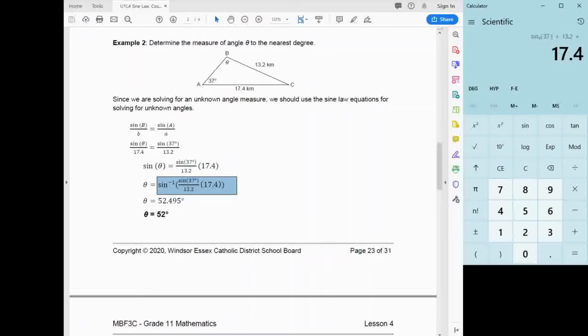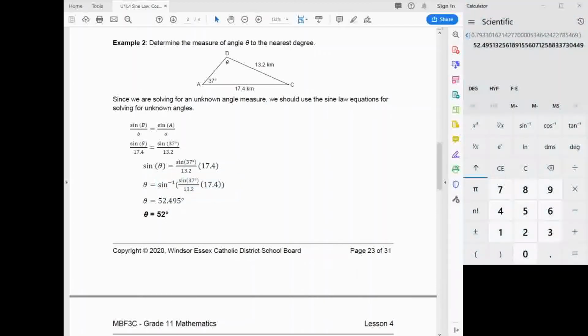At this point, I can hit the equals button, because this will give me what's called the argument of the inverse sine. So now I have this value. I need to find the inverse sine of it. So I hit my second function button, I hit the inverse sine, and end up with 52.495. And this rounds to 52, because we're rounding to the nearest degree.